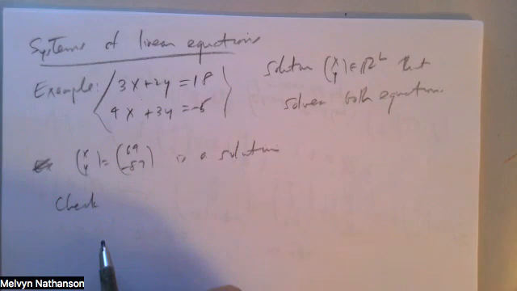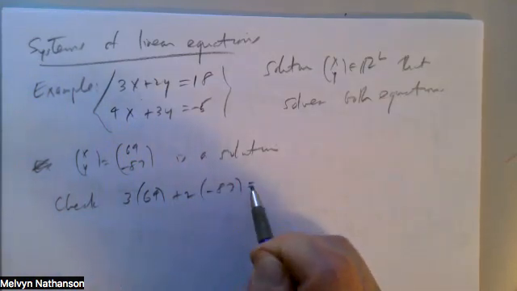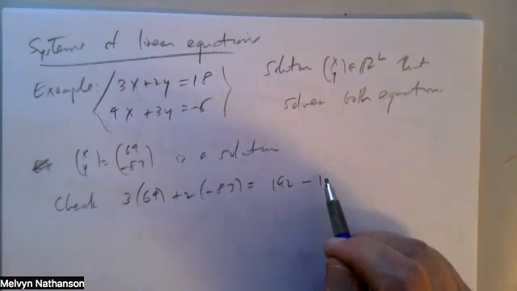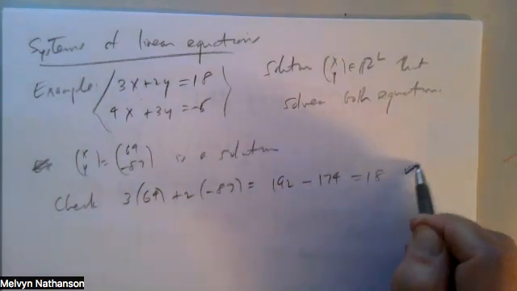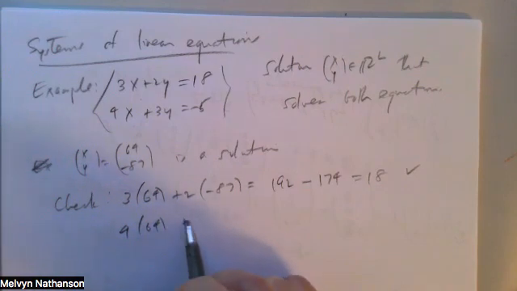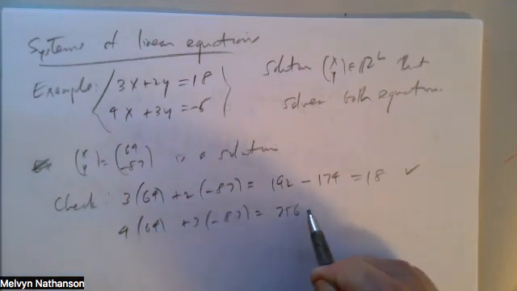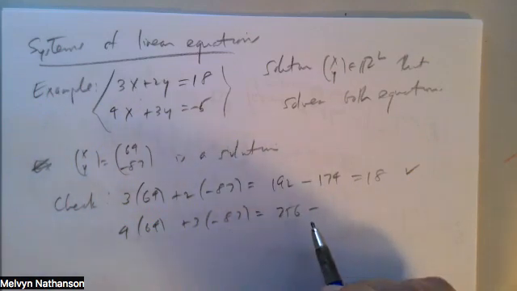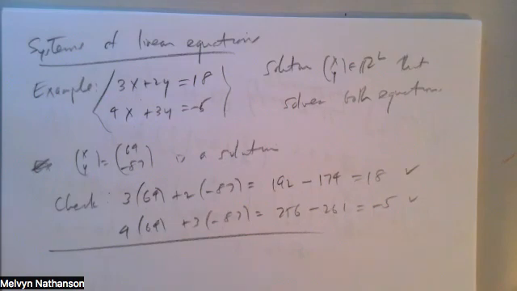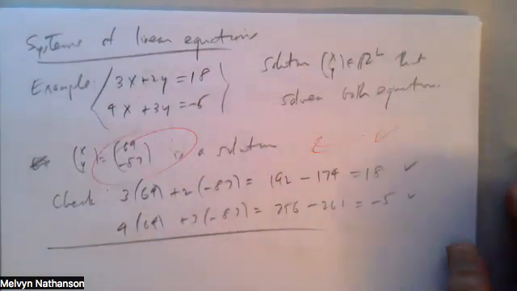Let's just check. This is always important to check. If we take 3 times 64 plus 2 times minus 87. 3 times 64 is 192 minus 2 times 87 is 174, and that difference is 18. So that checks. If you look at the second equation, 4 times 64 plus 3 times minus 87. 4 times 64 is 256. 3 times 87 is 261. And the difference is minus 5. So that also checks. So that's good. That's a solution of the system of equations.